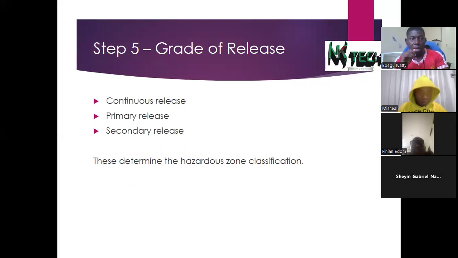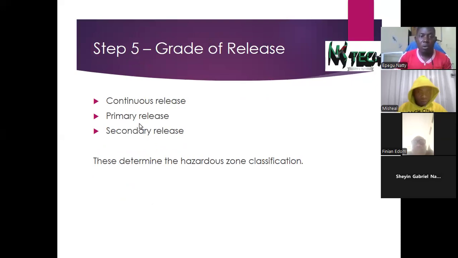And then the grade of the release. This grade is very important. With this grade, you can now zone your facility. So you can now carry out your HAC layout, and then you draw, using your AutoCAD or any tool that you want to use, the layout of your plant, and then you include all the zones.